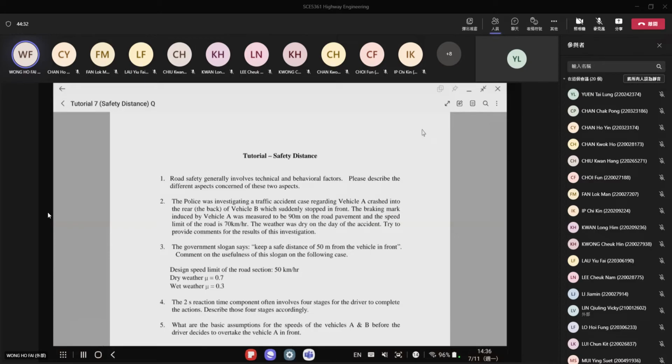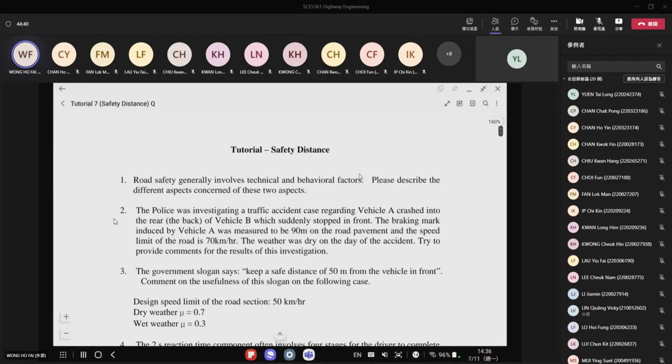Here are some tutorials for the safety distance. For the first one, road safety generally involves technical and behavioral factors. Please describe the different aspects of these two factors. This kind of question can appear in the exam or in the test, okay? So you need to tell me what the technical aspect is and what the behavioral aspect is, and what each involves.